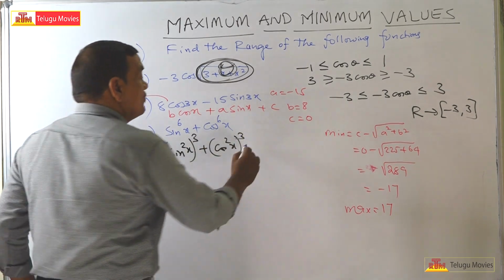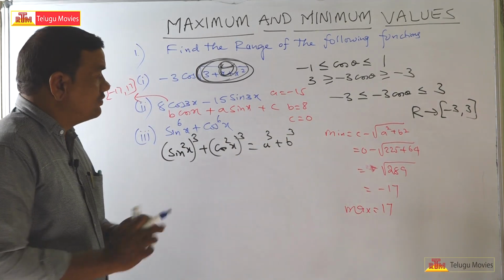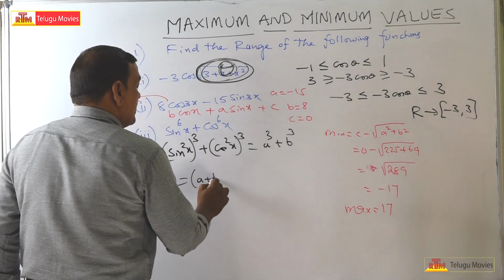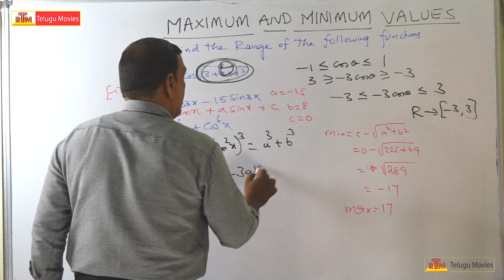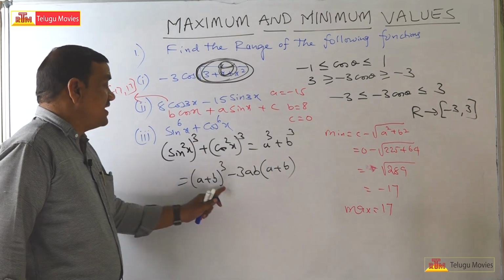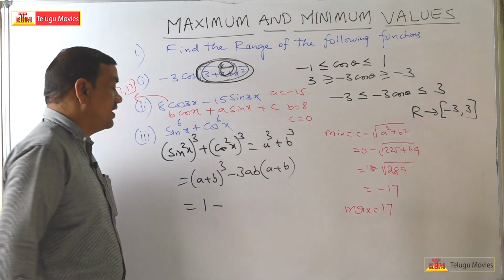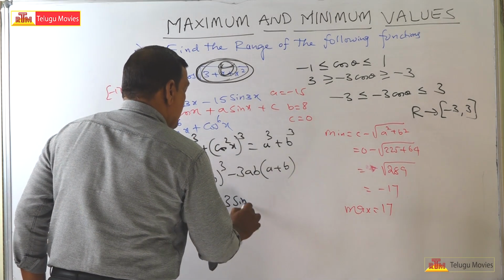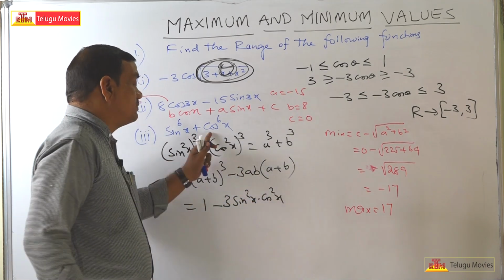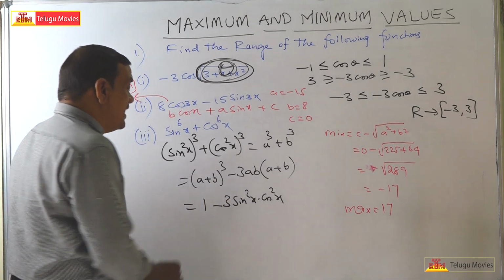So this is of the form a cube plus b cube. Here for a cube plus b cube you have two formulas. The best formula is this: a plus b whole cube minus 3ab of a plus b. Why is it the best? Because a plus b, that means sin square x plus cos square x, has value 1. That means 1 cube is 1, minus 3 times sin square x into cos square x, again times a plus b, which is sin square x plus cos square x, value 1.